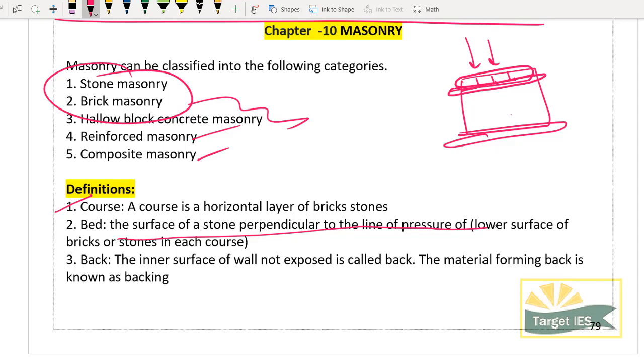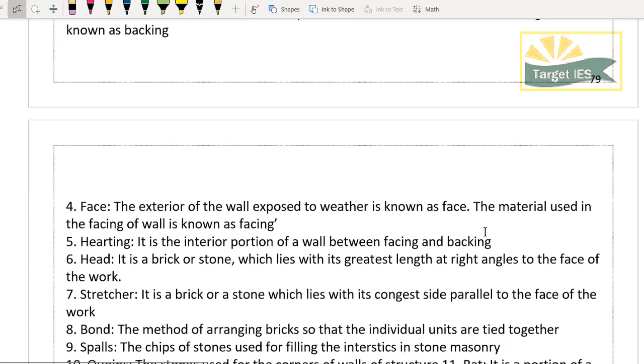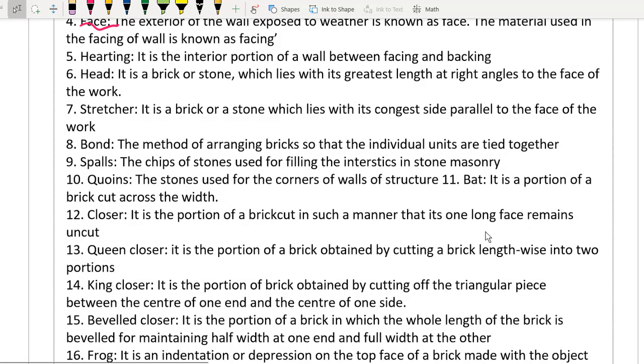Similarly we have backing, we have fronting, or we can also call it facing. Okay, the wall which is actually the outside wall, this part of our wall, which is being exposed to atmosphere, we will be calling it face. Okay, similarly all these things you can easily understand. Read once, more than enough.